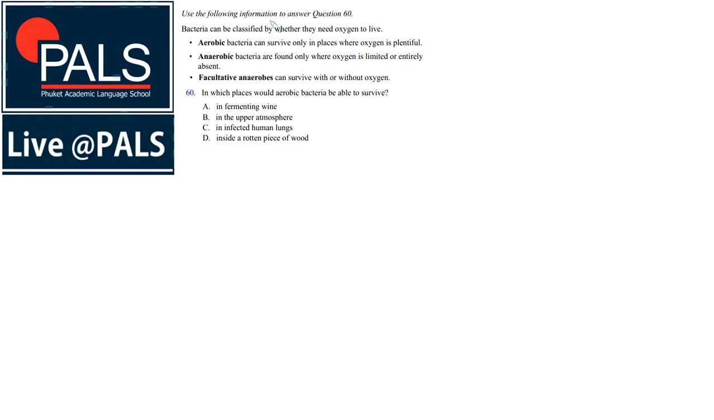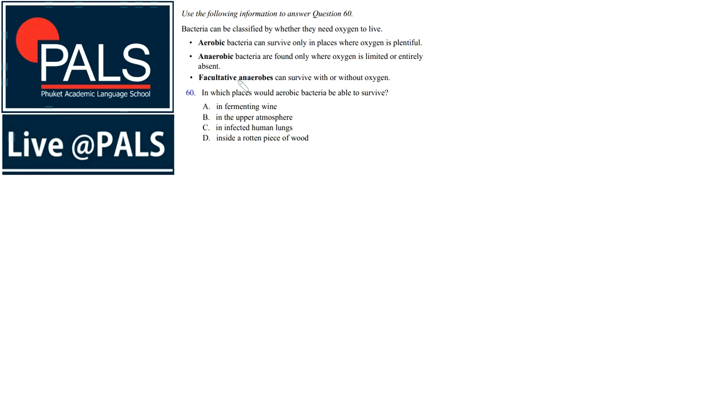Use the following information to answer question 60. Bacteria can be classified by whether they need oxygen to live. Aerobic bacteria can survive only in places where oxygen is plentiful. Aerobic means the need of oxygen. Anaerobic bacteria are found only where oxygen is limited or entirely absent. Anaerobic refers to the absence of oxygen.